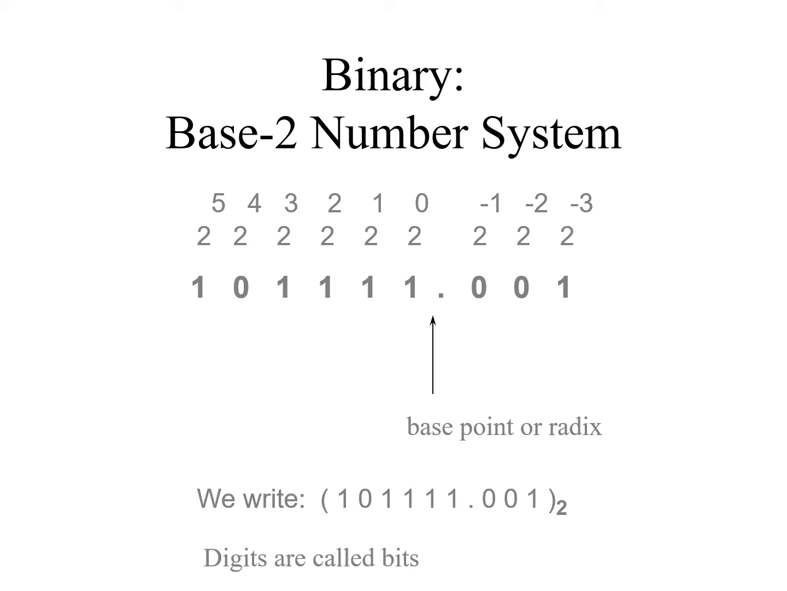Binary base 2 number system example is like 101111.001. So here, start with the rightmost bit and multiply each bit by 2 raised to power n, where n represents the bit position. The initial value of n is 0 starting from the right. Then calculate the sum of these product terms.